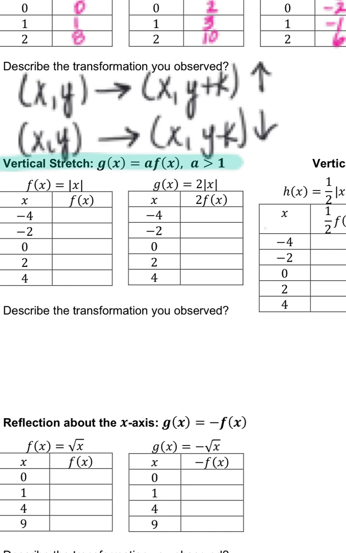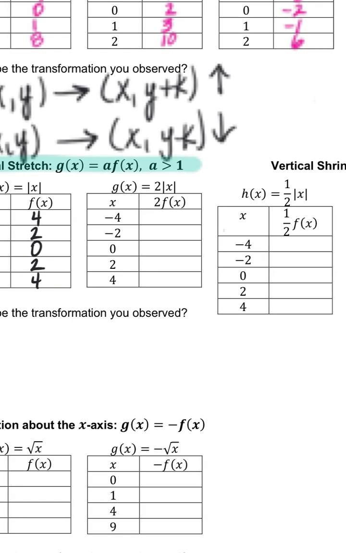So the absolute value of negative 4 is 4. The absolute value of negative 2 is 2. The absolute value of 0 is 0. The absolute value of 2 is still 2. And the absolute value of 4 is still 4. Remember, the absolute value just means your answer is absolutely positive. Now we're going to take the absolute values that we got in this column here, and multiply them by 2.